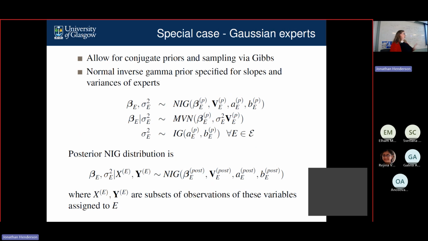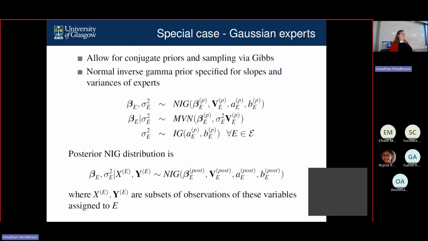Again, we're going to work in the HME where we have regressions as our experts, basically, then the Gaussian experts case. So we can set up conjugate prior, which is really nice because then we can both use Gibbs sampling and also integrate some of these parameters out if we want to do a collapse sampling. So it's a classical normal inverse Gaussian where the prior for beta given sigma squared for each of the experts is just going to be multivariate normal with some vector beta and then sigma squared times some matrix V. And obviously you have to set those matrices.